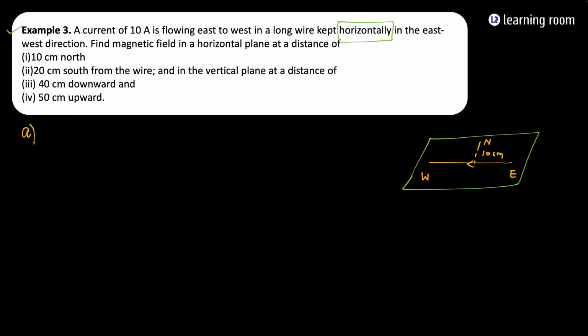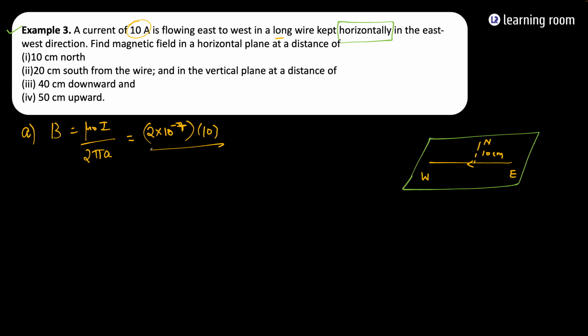For this conductor, since it's a long wire and this point is taken in between the endpoints, what is going to be the magnetic field? B will be equal to mu naught I divided by 2 pi A. So mu naught by 2 pi is how much? Remember, mu naught by 4 pi is 10 power minus 7. Mu naught by 2 pi will be 2 into 10 power minus 7. So 2 into 10 power minus 7 into what is the value of I? I is 10 ampere.